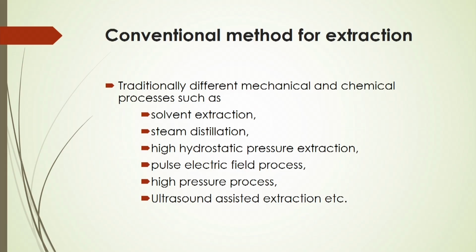Now, what are the different conventional methods for extraction? Traditionally, different mechanical and chemical processes are followed to extract these valuable compounds from the plants, vegetables or other solid materials. Now, in that case solvent extraction is one of the important parts of that category of liquid extraction. Steam distillation is also used to separate those compounds from the sources. High hydrostatic pressure extraction, pulsed electric field processes, high pressure processes, sometimes ultrasound assisted extraction also is there. So, these are the different methods by which you can extract the valuable compounds from the natural sources.